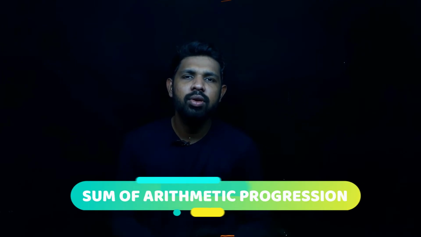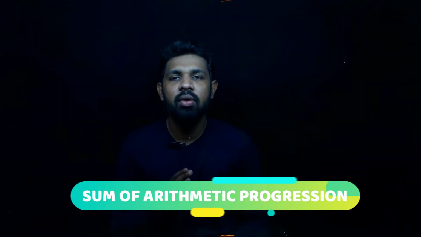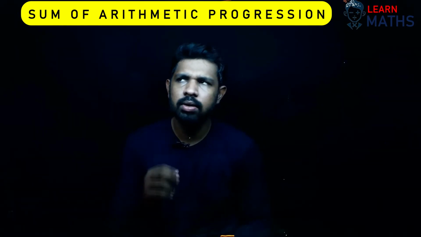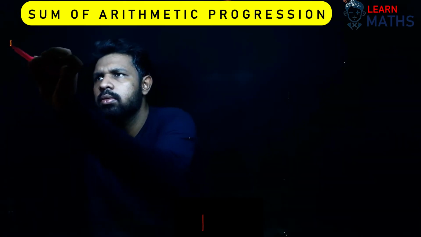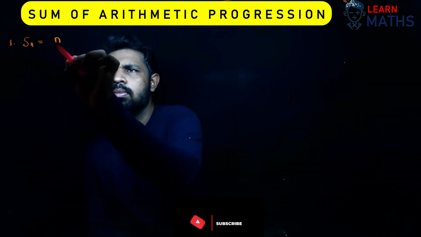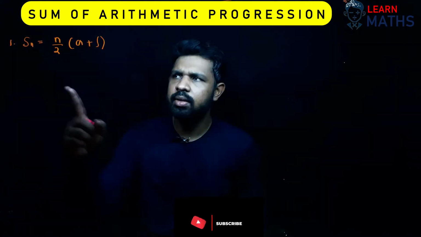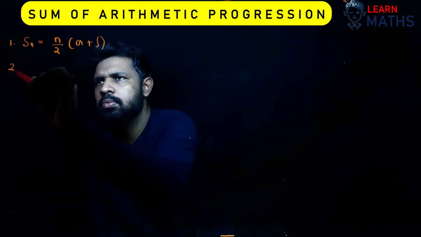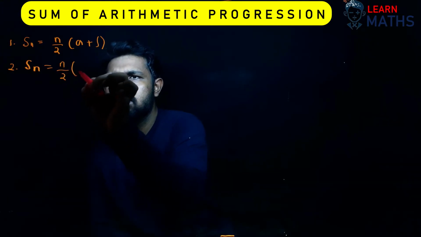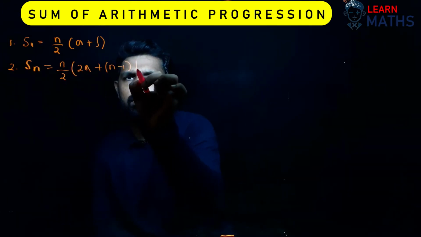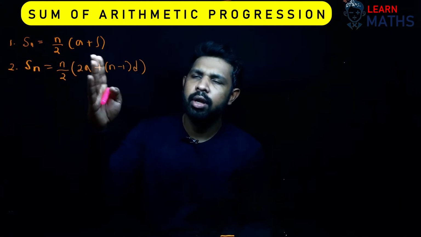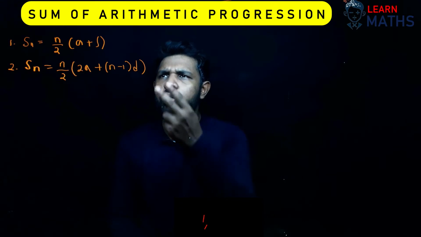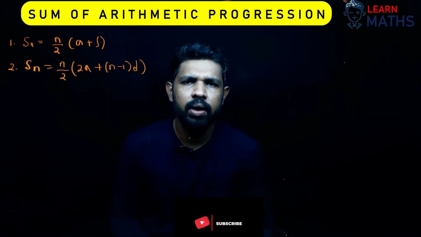Hello everyone. In this video, you will learn about finding the sum of an arithmetic progression. To find the sum of an arithmetic progression, we have two formulas. One, Sn equals n over 2 times (a plus l), and the second one, Sn equals n over 2 times (2a plus (n minus 1) d). So now let's see how to use these formulas to find the sum of an arithmetic progression.